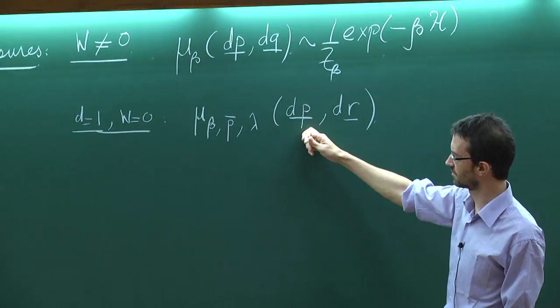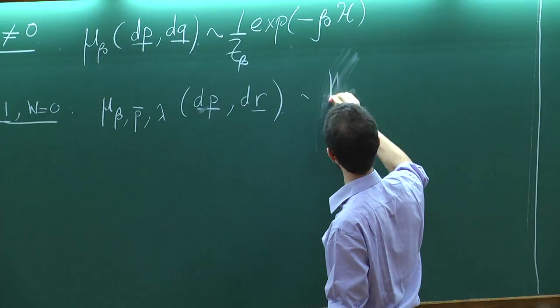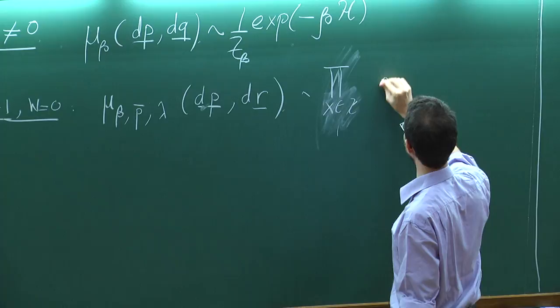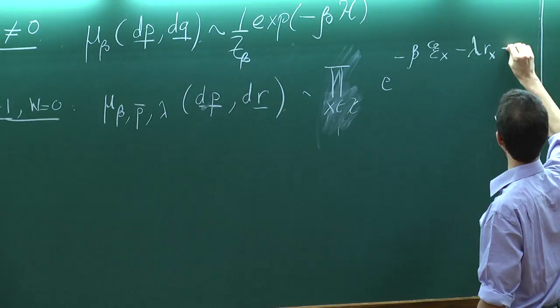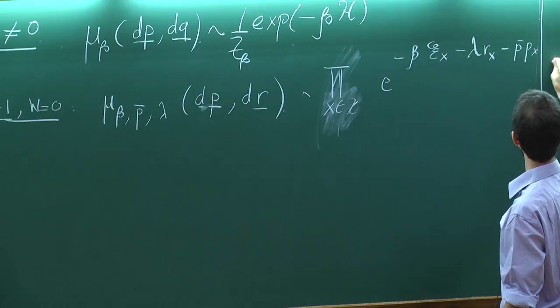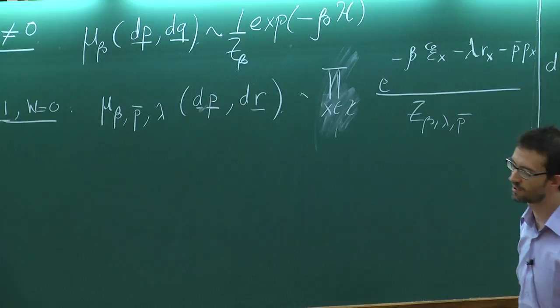I have to write the equilibrium measure in terms of the p and the r. And it is given by one over some normalization constant. In this case, it is just a product measure, so it makes perfect sense. Exponential of minus beta e_x minus lambda r_x minus p-bar p_x, dr_x dp_x. In this case, you have a product measure, and these are equilibrium measures for the dynamics, for the infinite volume dynamics.